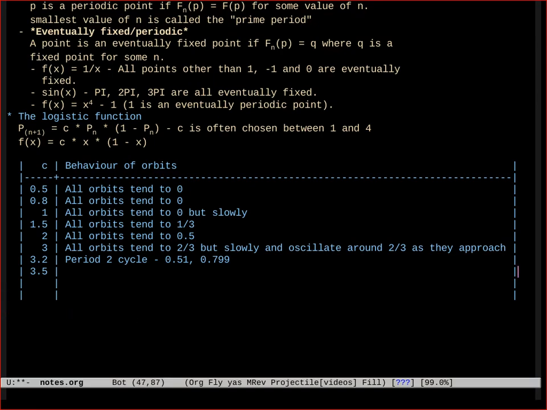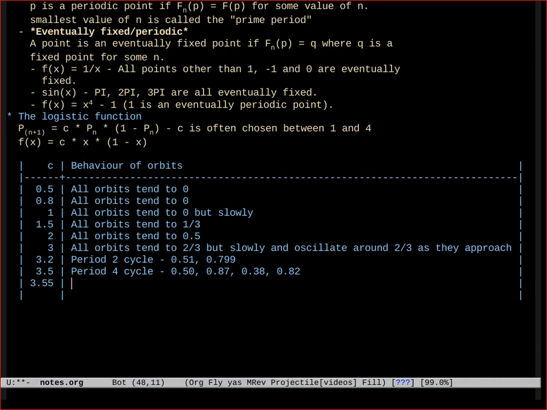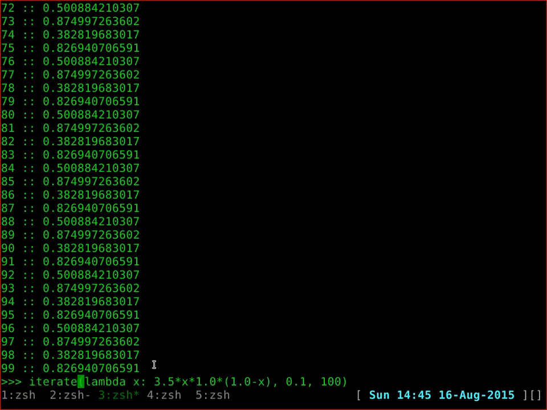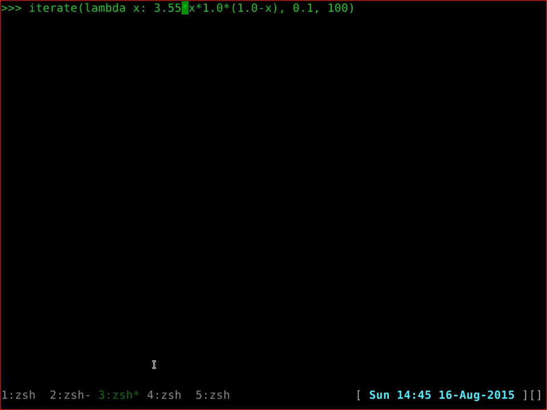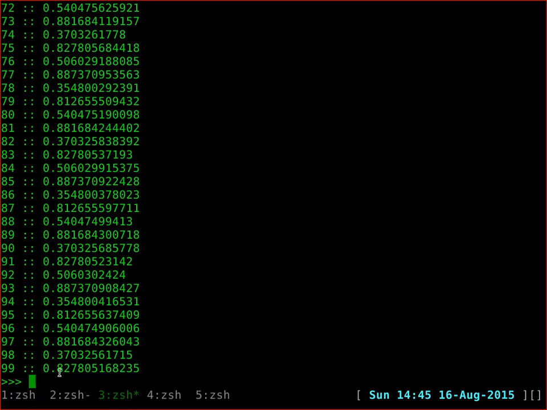I'll just take these things down so that we can use it later. Period 4 cycle. Yes. Alright, so now what? Let's move on. If we increase it a little bit more, 3.55, so I'm increasing this by 0.05. Right? Now what happens? Let's just make it a little bit more. So you can see as we reach further, the behavior starts becoming more and more complicated.